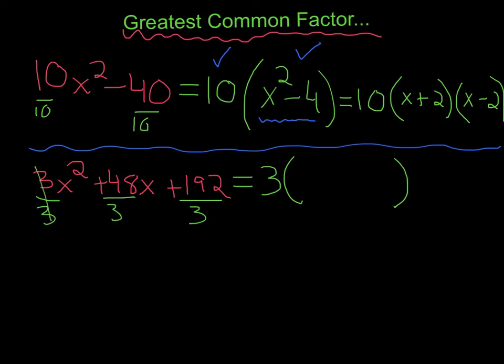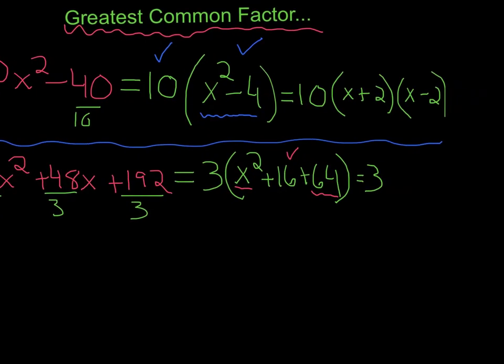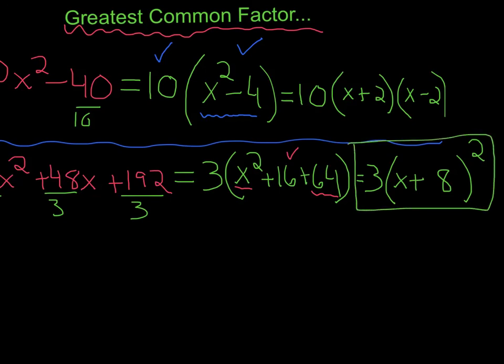If you divide them all by 3, you're left with x squared plus 16x plus 64. Now we can factor what is left over inside the parentheses. Let's see, the first and the last term are perfect squares, and when you square root them, you get x and 8, and x times 8 doubled is 16. Hey, that's a perfect square trinomial. So this is equal to the greatest common factor, 3, and then it's going to be a binomial squared. If you square root x squared, you get x, and square root 64, you get 8. So after you take the 3 out, you get a perfect square trinomial that you can factor.